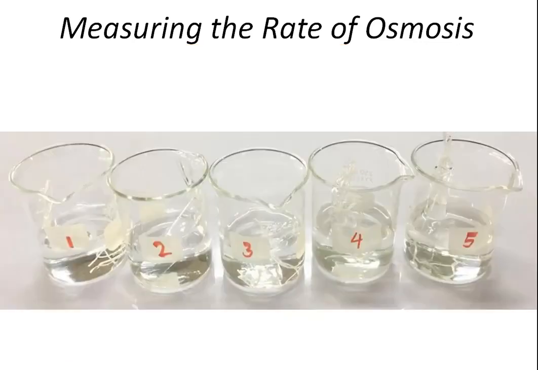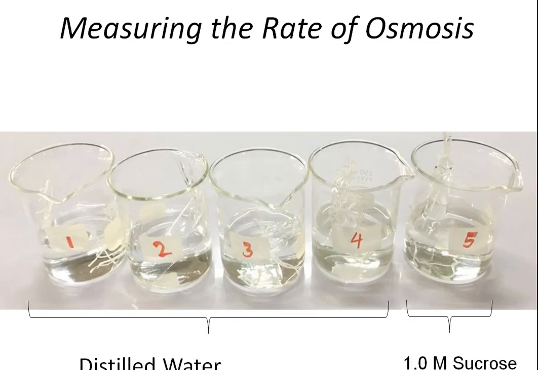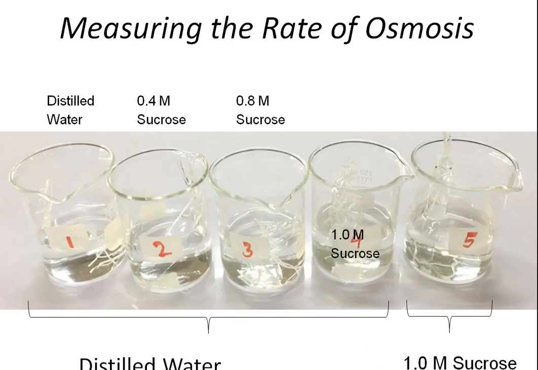After which, we will immerse it in our prepared beaker. Remember, beakers 1, 2, 3, and 4 contain distilled water, while beaker number 5 contains 1 mole sucrose solution. And then for the cellulose sacs, cellulose sac 1 has distilled water. Then we have 0.4 in cellulose sac 2, 0.8 in cellulose sac 3, 1 mole in cellulose sac 4, and then distilled water in cellulose sac number 5.